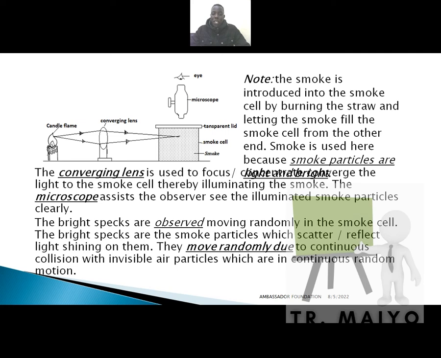Now, you can be asked, what you see is a random movement of smoke particles because it collides randomly with invisible air particles. So actually, even at home, this will look strange to some of you, but to some of you, it's the reality. There are houses made of mud, and you have to sweep in the morning or any time.